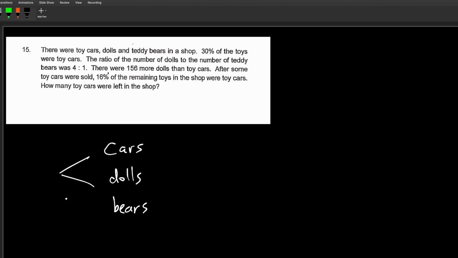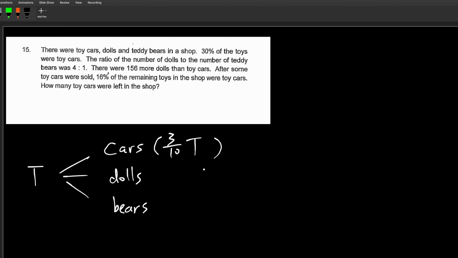So let's say you start with the total, right? Can you see? You start with the total. So they say 30% of the toys were toy cars. So what's 30% of T? 30% of T is toy cars. That means 3 out of 10. 3 out of 10 T is cars, right? Does it make sense?